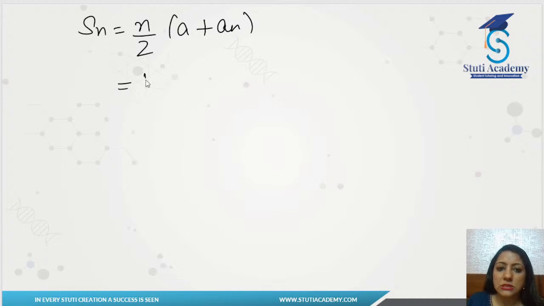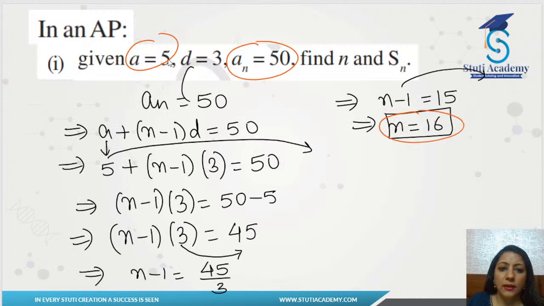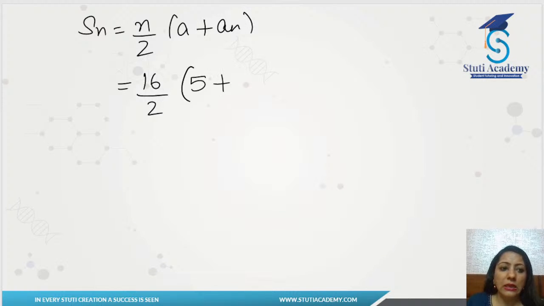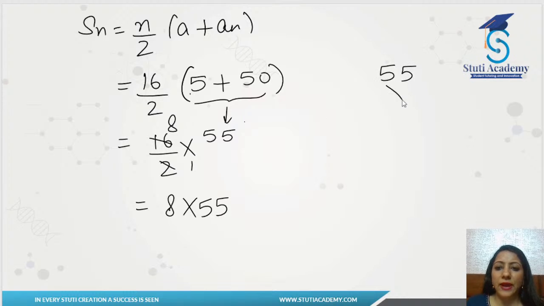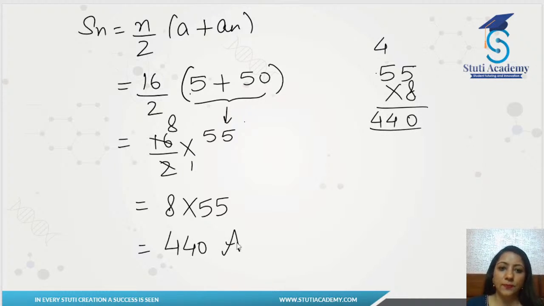So I'll put the values here. 16 upon 2 into a. a here is 5 and an we know how much? It's 50. So we have 16 by 2 into how much? 55 here. This will become 55 and you can cancel out this and you're going to get here 8 and then 8 into 55. Now let's solve this. 55 into 8 will give us 0 here. It's 40. 8 into 5 is 40. We'll write 0 here and we'll take 4 as carryover. 8 into 5 again is 40. We are going to write here how much? 440. So this is 440.